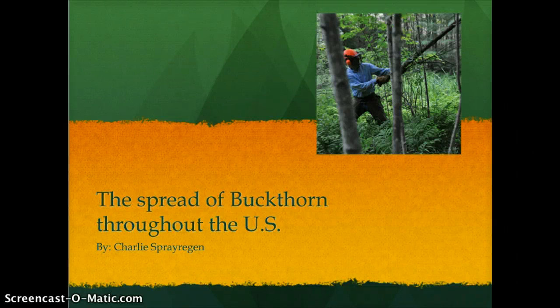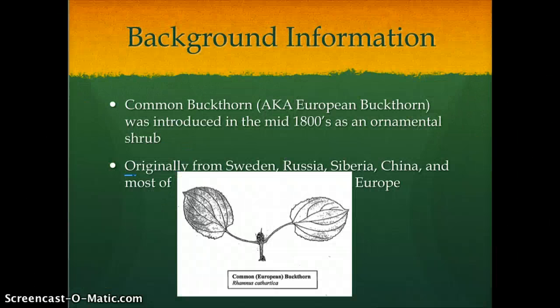The spread of buckthorn throughout the United States of America. Common buckthorn, also known as European buckthorn, was introduced in the mid-1800s as an ornamental shrub. Originally from Sweden, Russia, Siberia, China, and most of Europe, here is a picture of common buckthorn.